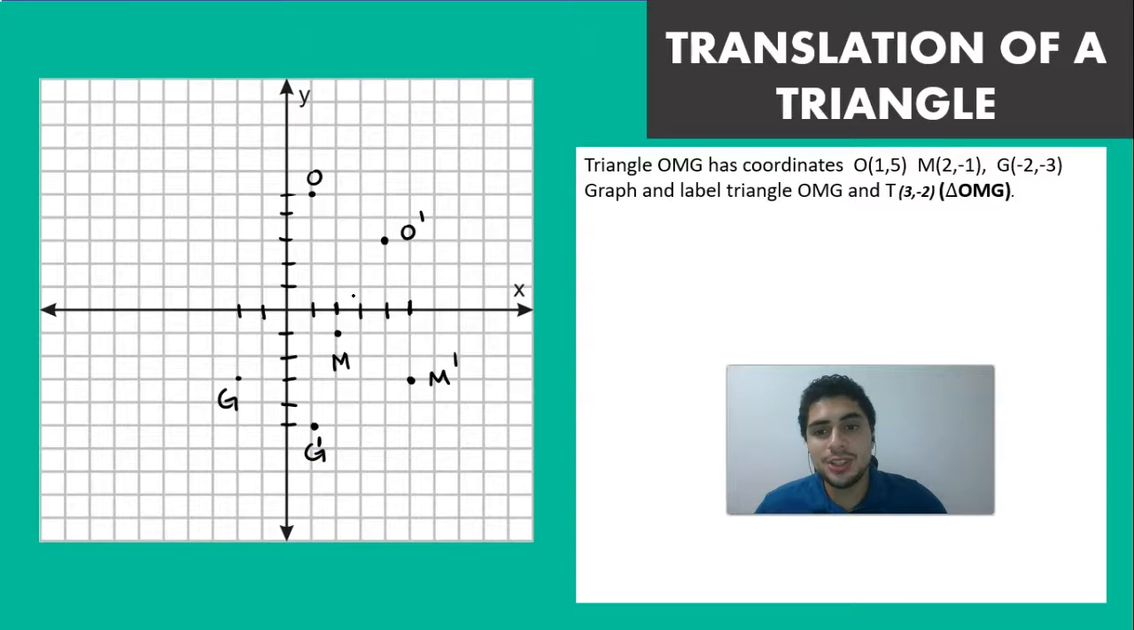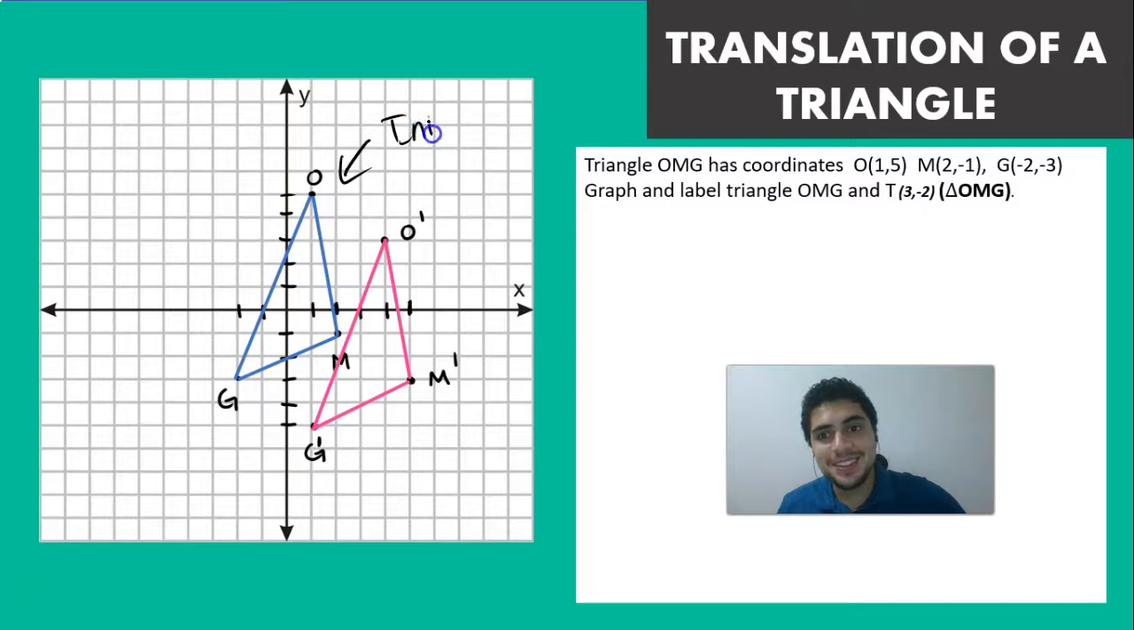Now, guys, we just draw lines to join the vertices of the triangle, and we're going to get this. Now, at last, we can see the initial triangle OMG and the final position after we translated it. And that is pretty much it for today, guys.